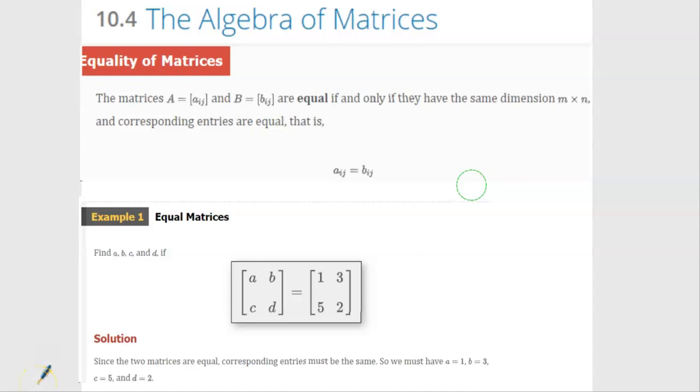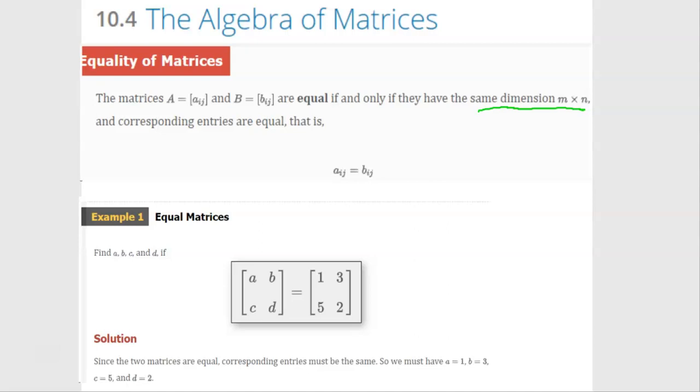This is 10 for the algebra of matrices. So we're going to take what we learned last lesson and apply that with a little bit of mixture of algebra 1. Matrices, whatever size they are, matrix A and matrix B are equal if they have the same dimensions. That's very important to realize. They have to have the same dimensions, and we talked about that earlier.